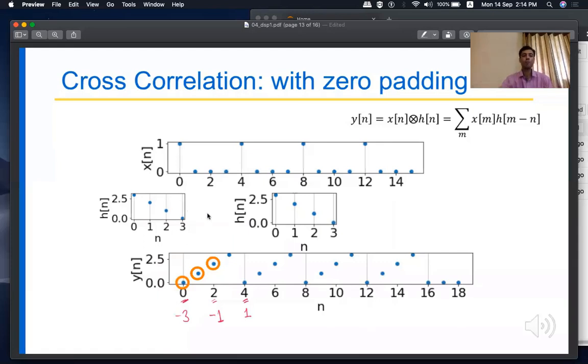Now if I want to multiply this with this, so that the 3 multiplies with 0, and so on. I cannot do it because I do not know what is the value of x at -1, -2, -3, right? Those values are not known to me. So what I do is a zero padding. I will add a 0 here, 0 here, 0 here, so that these 3 values are 0. Now I can multiply these two and sum all their outputs. That is called zero padding, right?